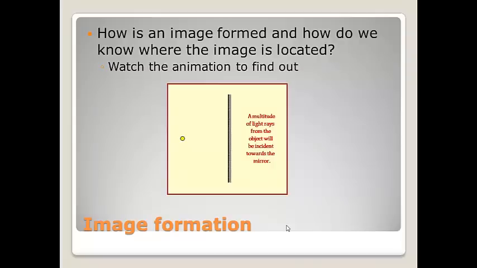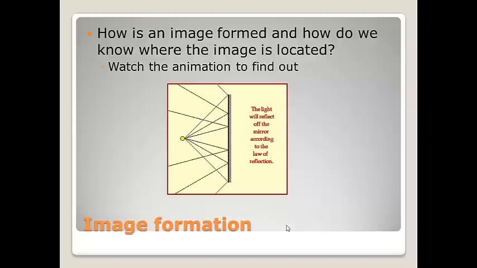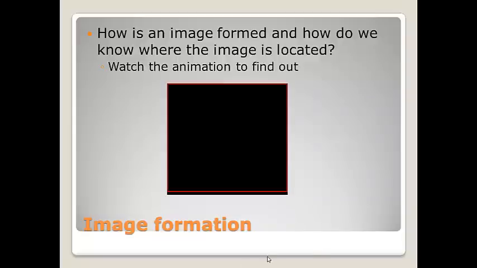Okay, so how is an image formed and how do we know where the image is located? So watch this animation to find out. So the light leaves the image and it's going to reflect off the mirror according to the law of reflection. The image is the location where all of the reflected rays trace back and converge. So where all of those reflected rays trace back, that's where your image is at.